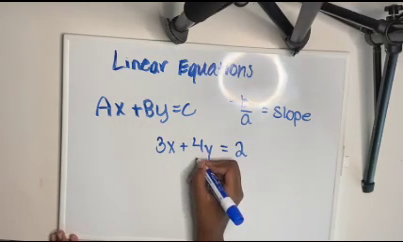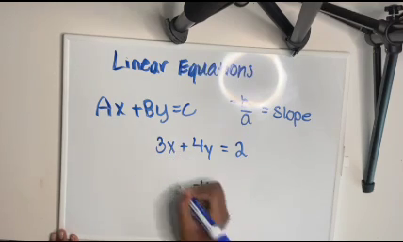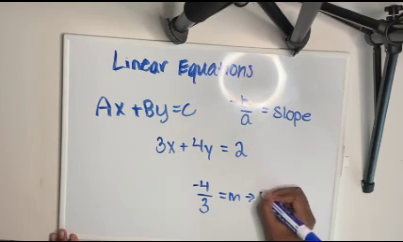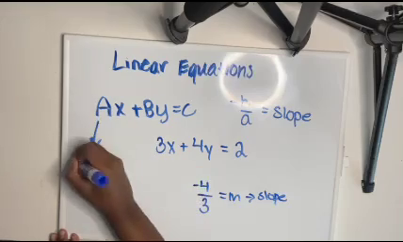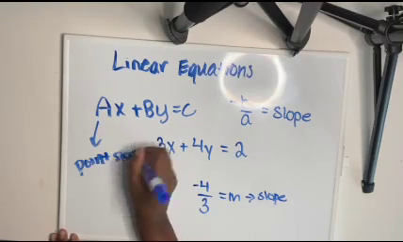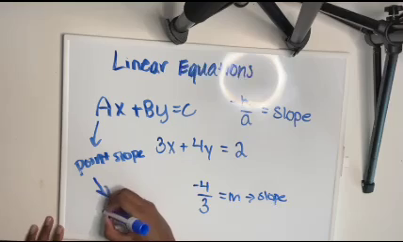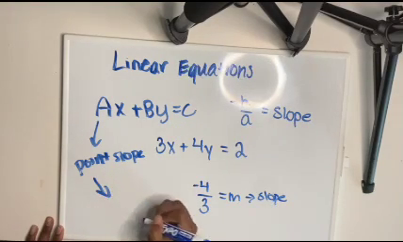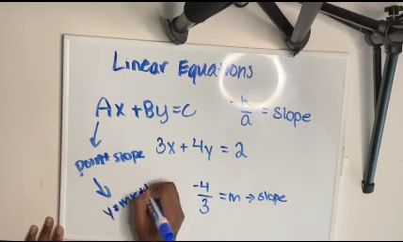So here's one sample where 3x + 4y is equal to 2. The slope is equal to negative b over a. Negative b is negative 4, over 3 is the slope. And this equation is best used to convert into other forms like point-slope and slope-intercept.